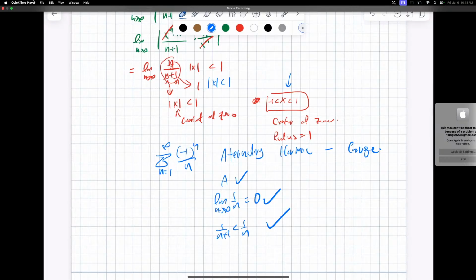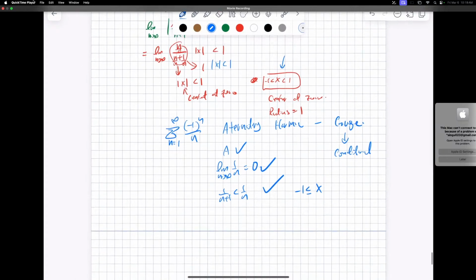But wait a minute, let's ask another question. Converge, which kind of converge? Is it absolute converge or conditional converge? It's actually conditional. If I just ask you that one, it's going to be conditional. But for the purpose of converge or not, this is a converge. So we must include -1 less than or equal to x.